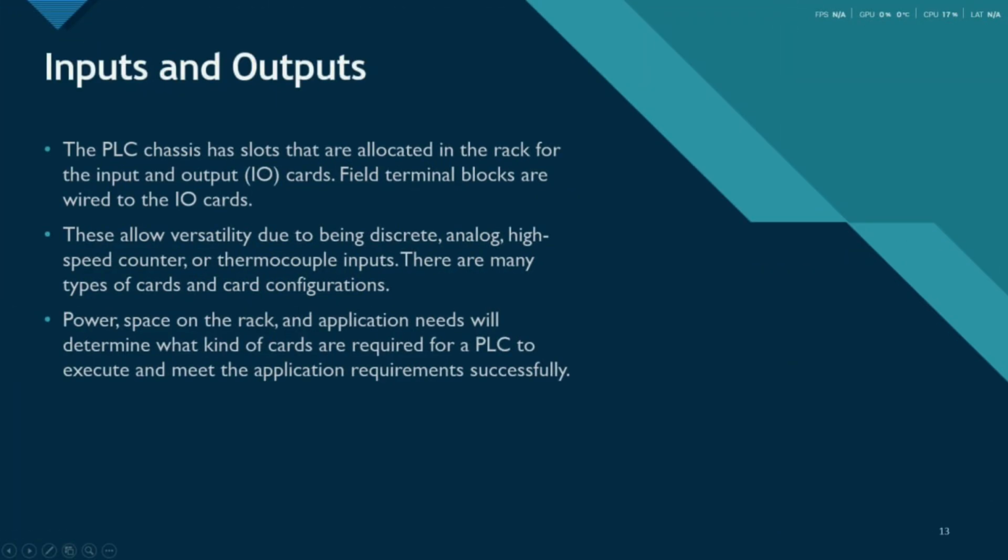Inputs and outputs. The PLC chassis has slots that are allocated in the rack for the input and output. Field terminal blocks are wired to the input or output card. These allow versatility due to being discrete, analog, high-speed counter, or thermocouple input. There are many types of cards and card configurations. Power, space on the rack, and application needs will determine what kind of cards are required for a PLC to execute and meet the application requirements successfully.